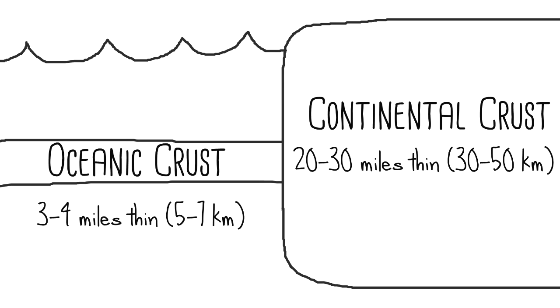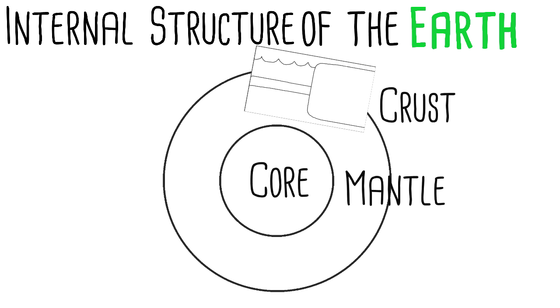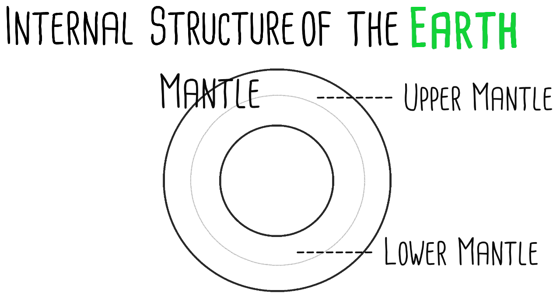These two different types of crust are made of different types of rock. The thin oceanic crust is composed primarily of basalt, and the thicker continental crust is composed primarily of granite. The low density of the thick continental crust allows it to float in high relief on the much higher density mantle below. Next stop, Earth's mantle.